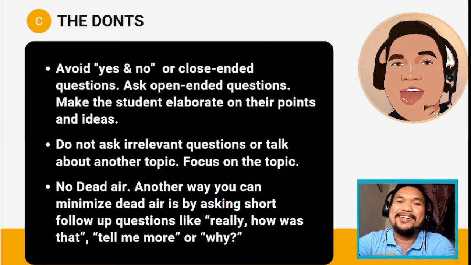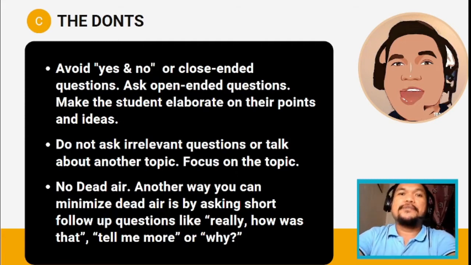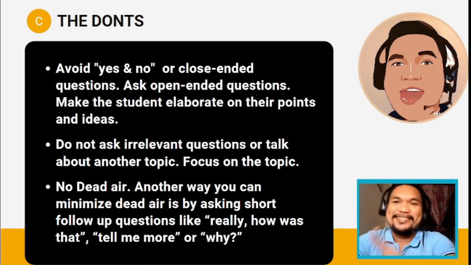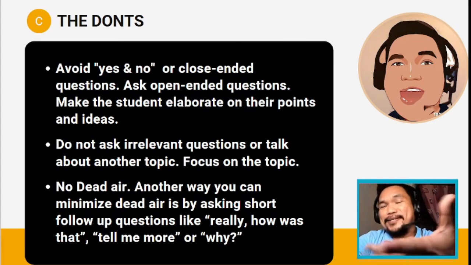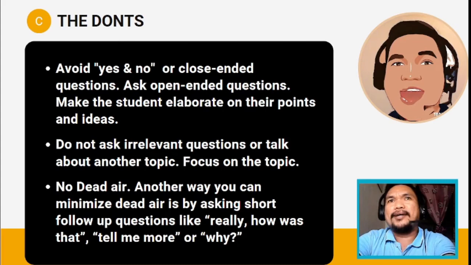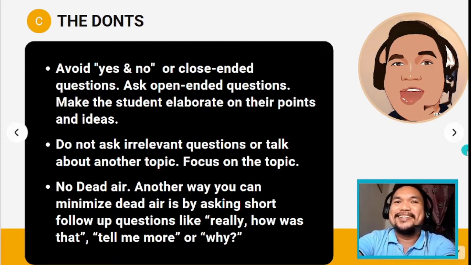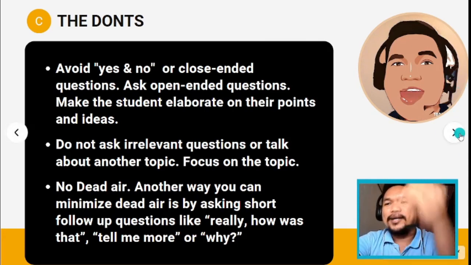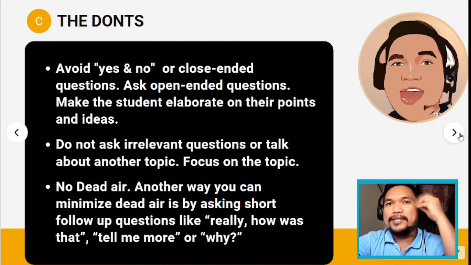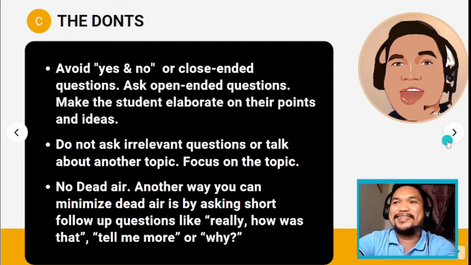Also, avoid dead air. Another way you can minimize dead air is by asking short follow-up questions like, "Really? How was that? Tell me more," or "Why?" so that there's no awkward silence. Otherwise the student will wonder what is happening and why nothing is going on. So do some reactions, like "Oh, why? Really? How was that? Tell me more," while your mind is still processing the next question.